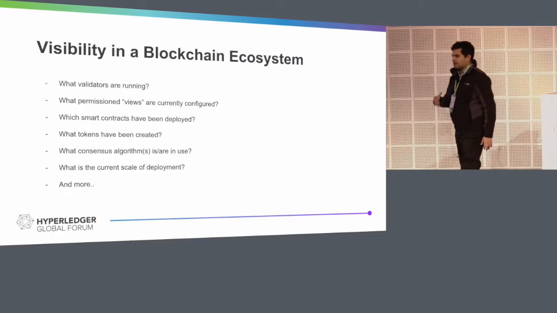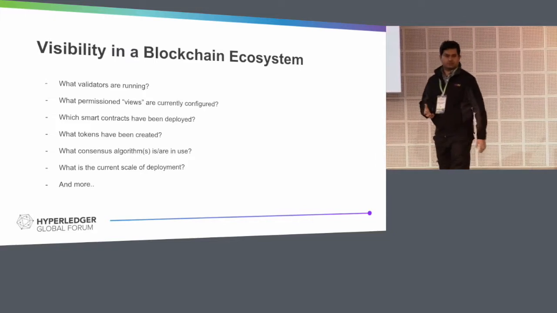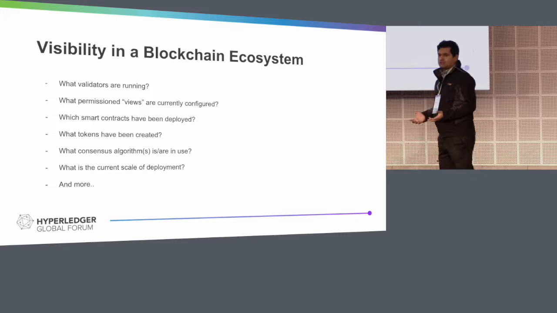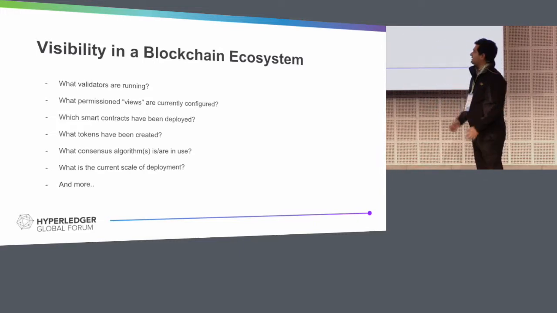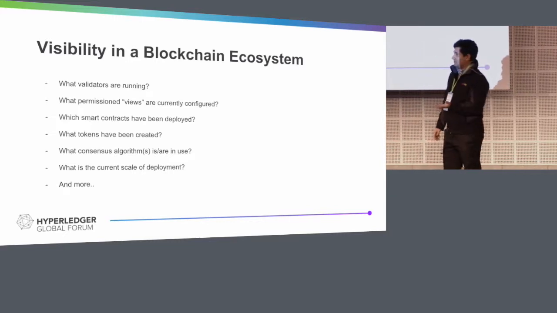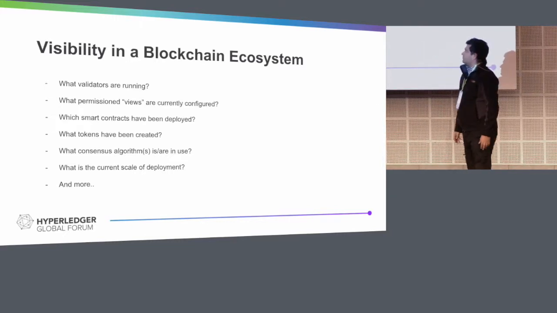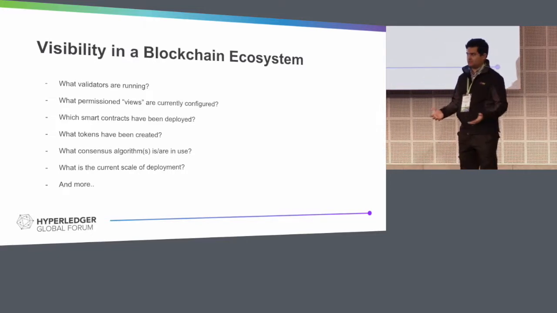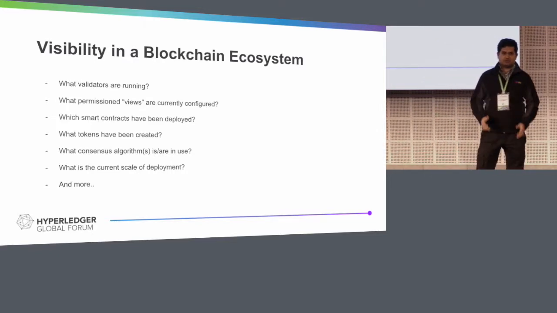Now, what's visibility in a blockchain ecosystem? Let's look at some examples. The first could be what validators are running in your entire blockchain network. If you're running a permissioned blockchain, what permission views have been configured? What smart contracts have been deployed on your system, right? You would like to have very good visibility into that.